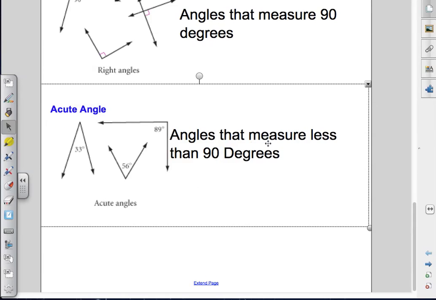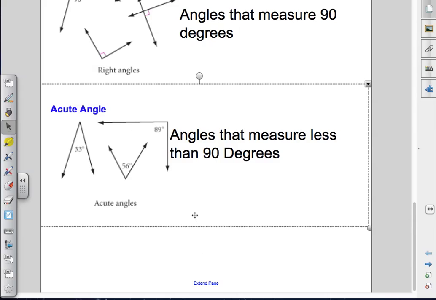Acute angles are angles that measure less than 90 degrees. So look at this vertex here. Notice they're not named right now. We're just focusing more on the measurement. Notice this angle between the two rays is 33 degrees. This one is 56. This one is 89, almost 90, but not quite. So anything that's less than 90 degrees is an acute angle.